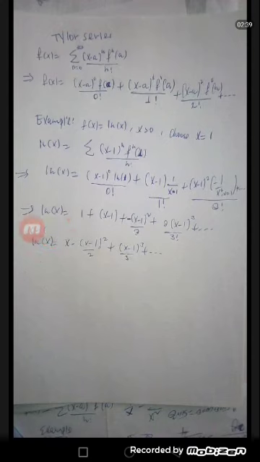That means ln x can be simplified as 0 plus (x minus 1) minus (x minus 1) squared over 2 factorial plus 2 times (x minus 1) cubed over 3 factorial, and so on. So ln x is like this.